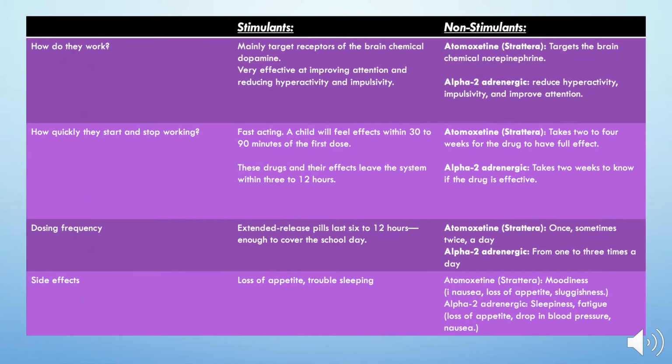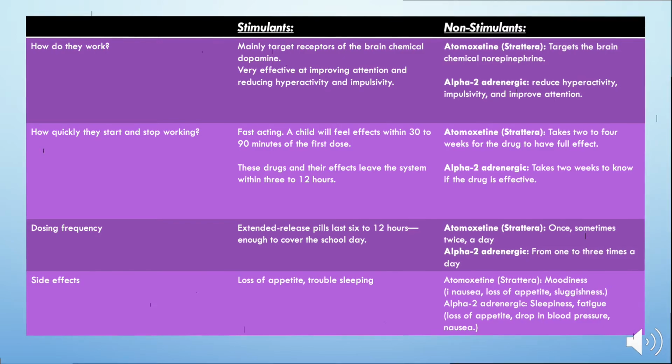In this chart, we can read that stimulants and non-stimulants have the same purpose. Stimulants take effect in 30 minutes to 90 minutes. Non-stimulants take 2 to 4 weeks. Stimulants have few side effects and non-stimulants have a lot of side effects. And that's why doctors recommend taking stimulants first to see if they work.